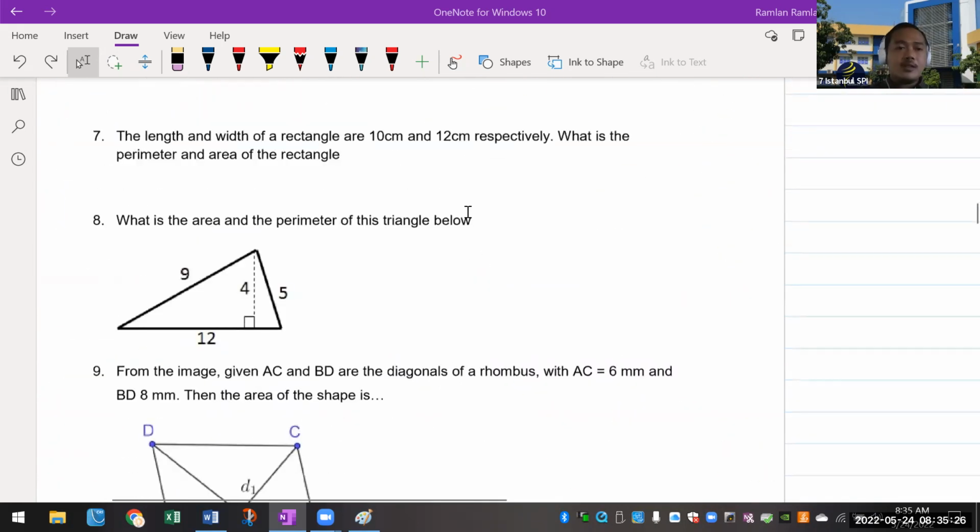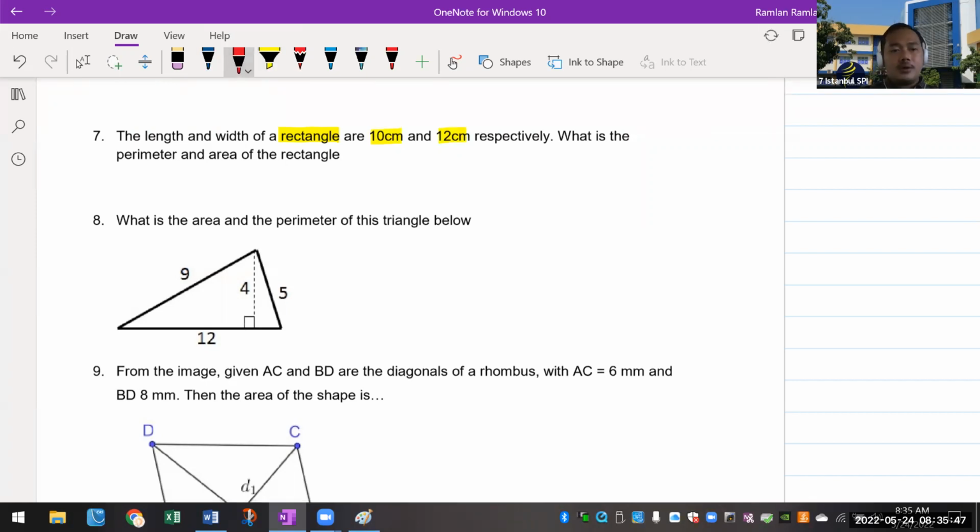Okay, so let's go back to number 7. We know that we have a rectangle, right? And we know that the length is 10 and the width is 12. So we only need to use the formula, or if you want to use your own concept, it's actually the same thing. We have already discussed that, and just put in all of the numbers, right?